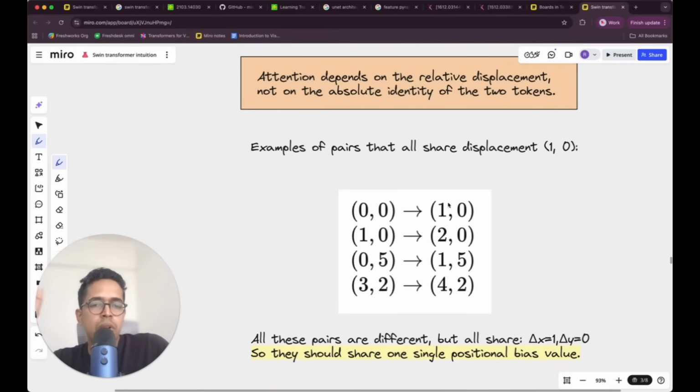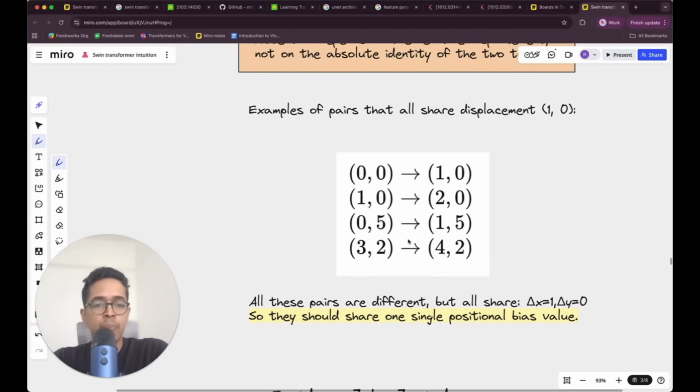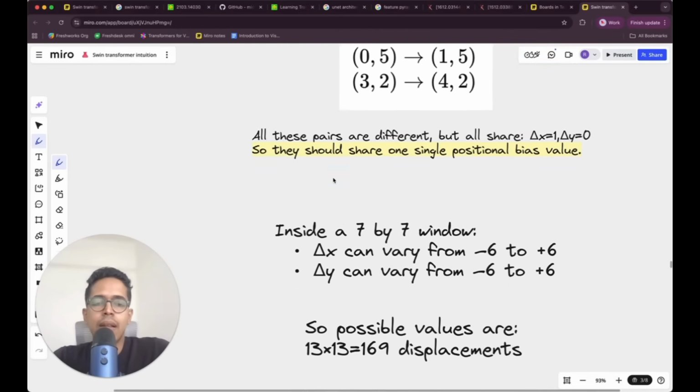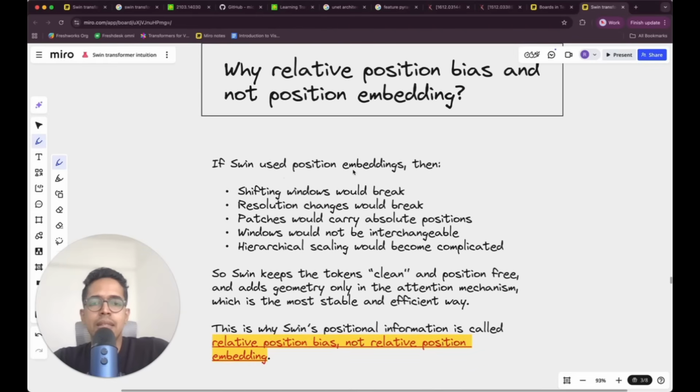So these are some examples of pairs that share the same displacement. Patch number 0,0 and 1,0, they are displaced by a factor of 1 along x-axis. 1,0 and 2,0, they also have this same displacement. These two pairs also have the same displacement. So they all should share a single positional bias value. What this means is, for positional bias, you don't have to calculate a different value for all the different patch pairs. You just need to calculate it based on their relative displacement, and the relative displacement between many different patch pairs is the same. So instead of 2401 different position bias values, you just construct 169 position bias values, and then you store them in a table. So that is essentially the position embedding.